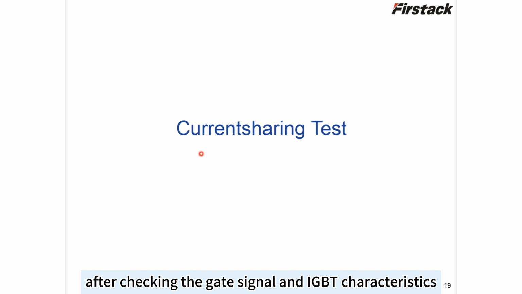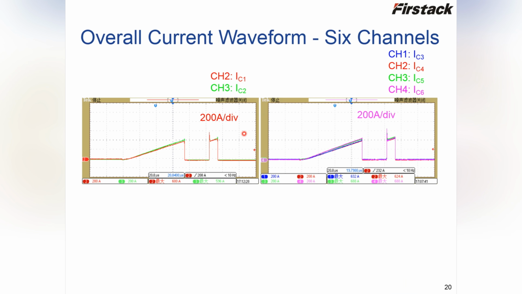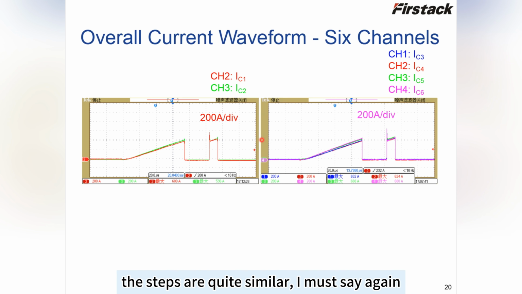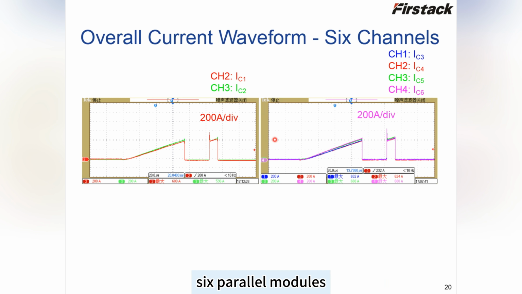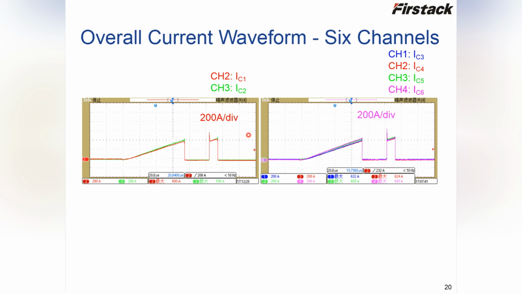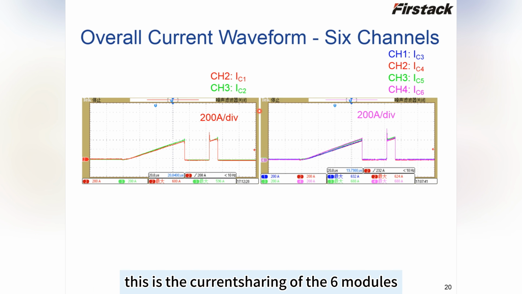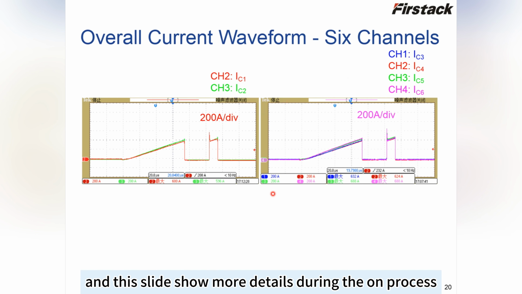After checking the gate signal and IGBT characteristics, we must test the current sharing performance. The steps are quite similar, I must say again, to the VGE consistency test. We need to record the data waveform from 6 parallel modules, and in this slide you can see the overview of the test results. This is the current sharing of the 6 modules. In this slide, you can see IC1 and IC2 on the left, and the right figure is for IC3 to IC6. And this slide shows more details during the on process.